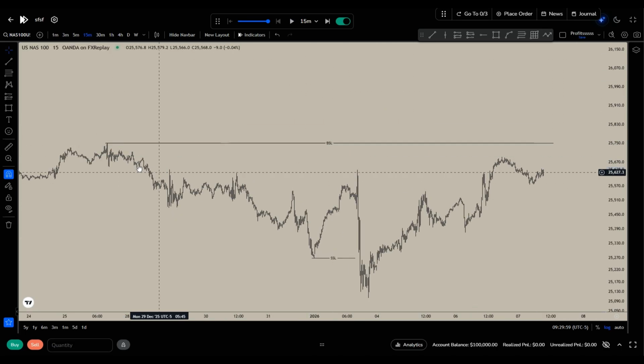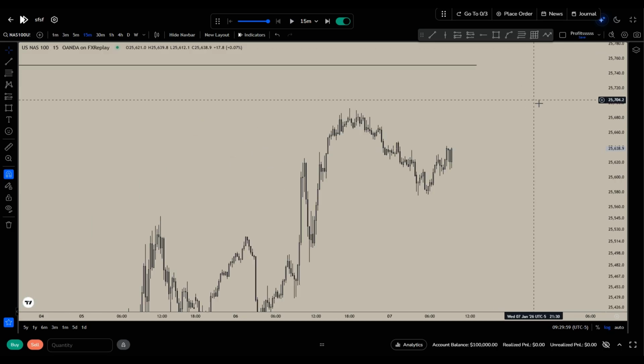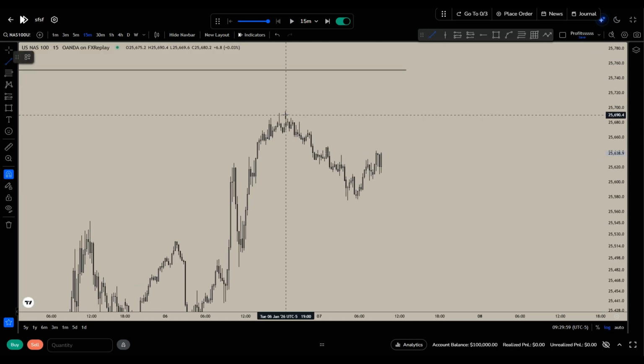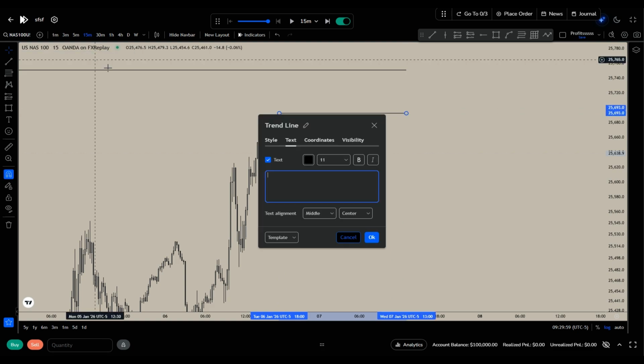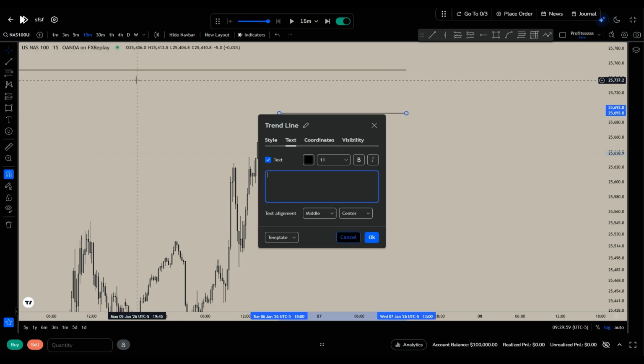Sometimes you're not always going to target the higher time frame draw on liquidity. However, you can target draws on liquidity on the lower time frames in accordance with the higher time frame draw on liquidity, all right?